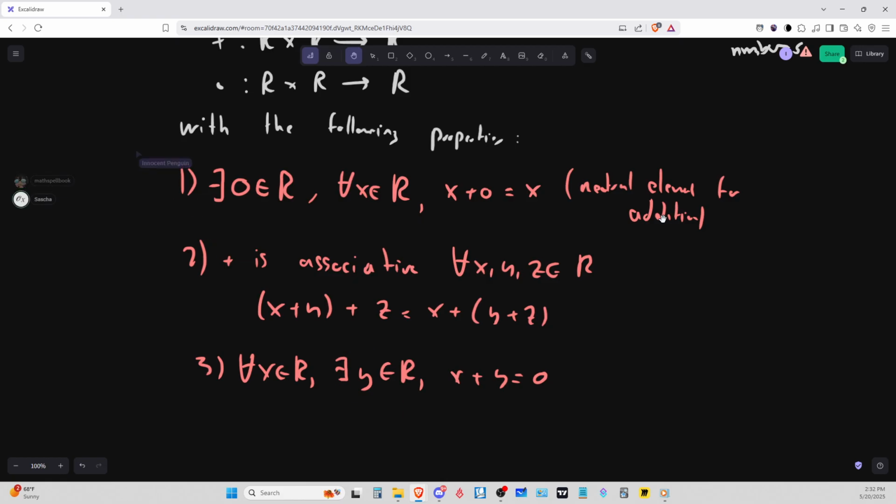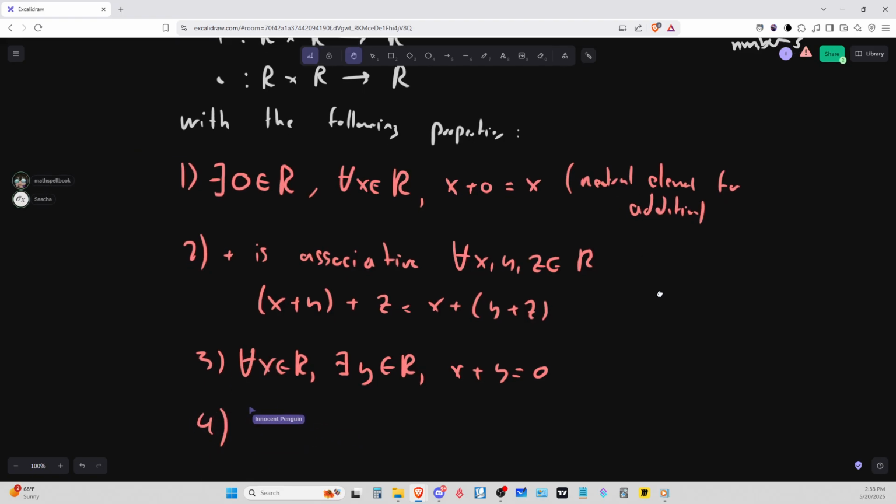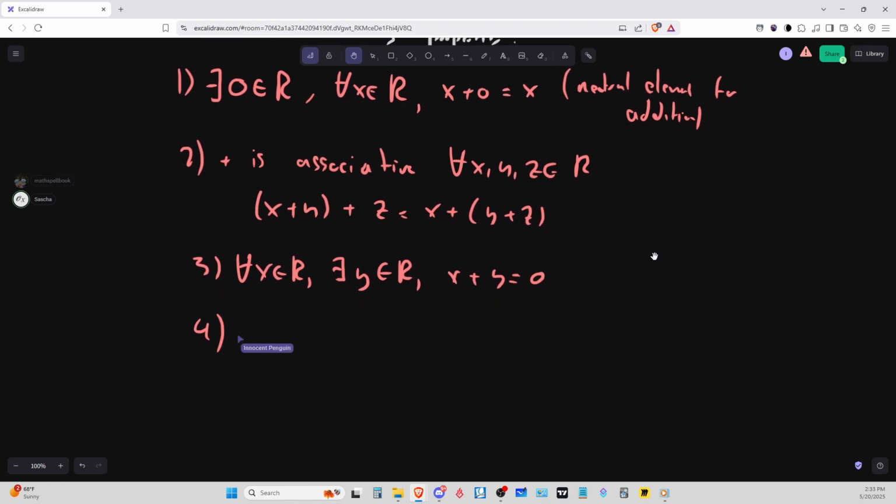Maybe let me check the list so I don't mess it up. This one is actually not required, in the sense that I can remove it from the axioms and recover it from the others. But I will just assume it as an axiom because it's not very interesting to prove. So x plus y is equal to y plus x. This is commutativity. And these are purely axioms.